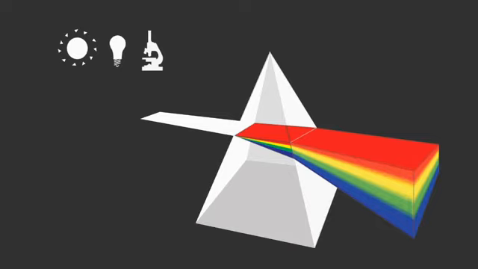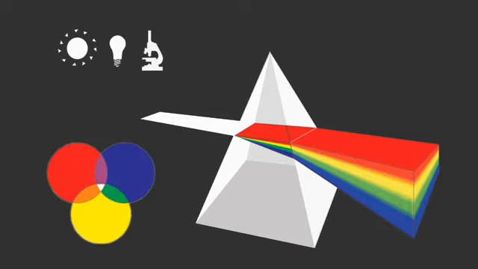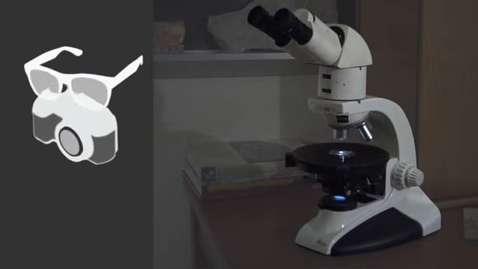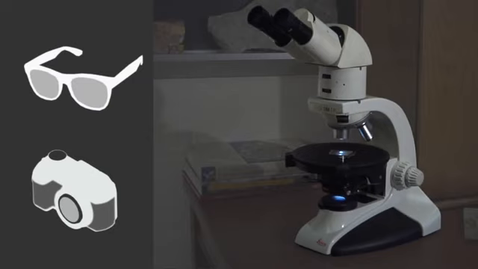The sun, a light bulb, and a microscope's light source are all similar in that they all emit white light. White light is made of different wavelengths, and therefore different colors of light. A polarizer is an optical filter that passes and blocks certain waves of light. Some common polarizers are sunglasses and camera lenses. The petrographic microscope has two polarizers.